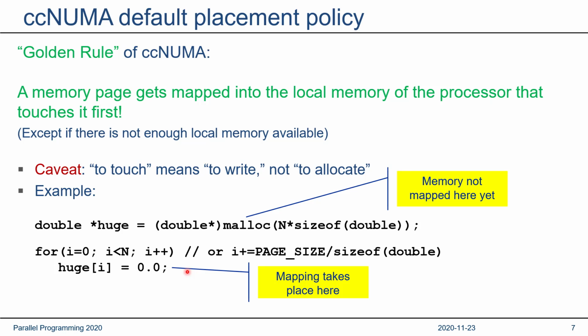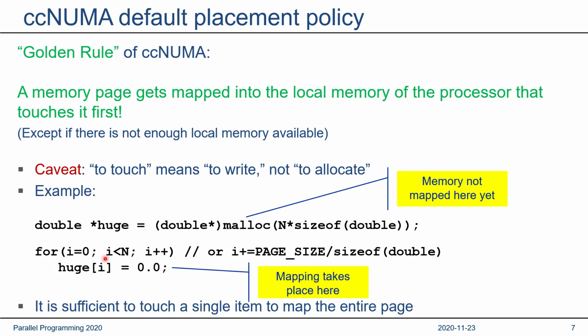So this is the point in a program where the mapping of physical memory to the logical addresses in your program takes place. Now, of course, it's sufficient to touch a single item to map the entire page. So instead of covering the whole range of items in this loop, I could have just written i plus equals page size divided by sizeof double, where page size is the page size in bytes, which I can request from the kernel if I need to.